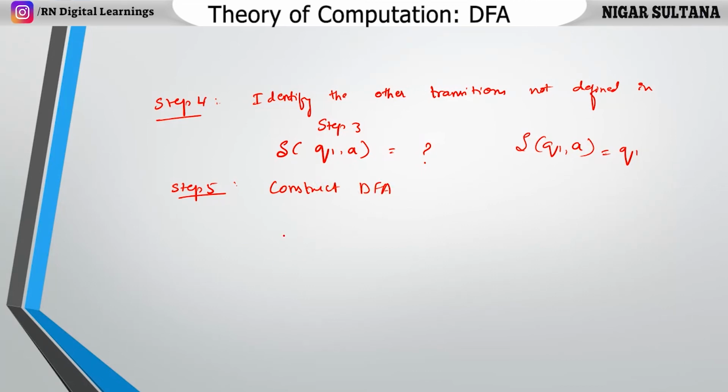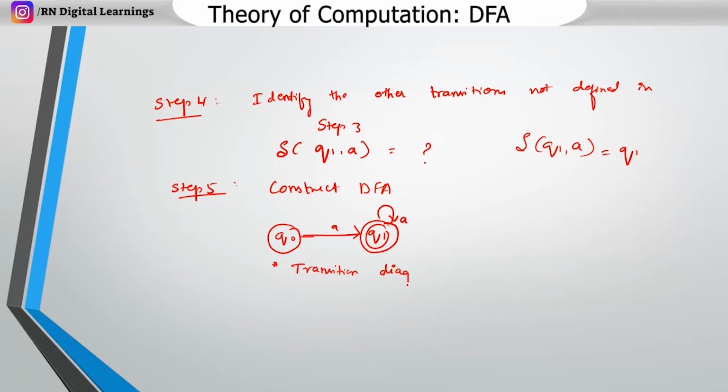So now from Q0 there was an A. So already one input is defined in Q0. Now we want an alphabet or a symbol from Q1 as well. So it is moving to the same state. So this is your transition diagram. So this is your final DFA diagram.